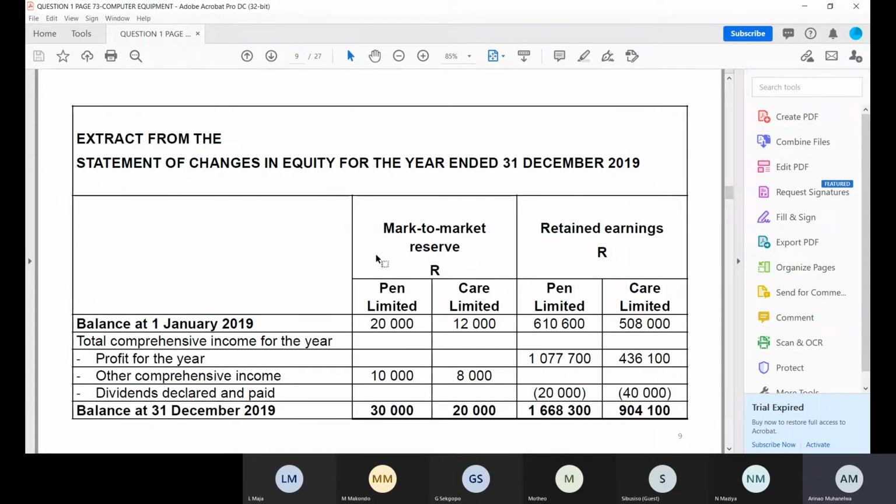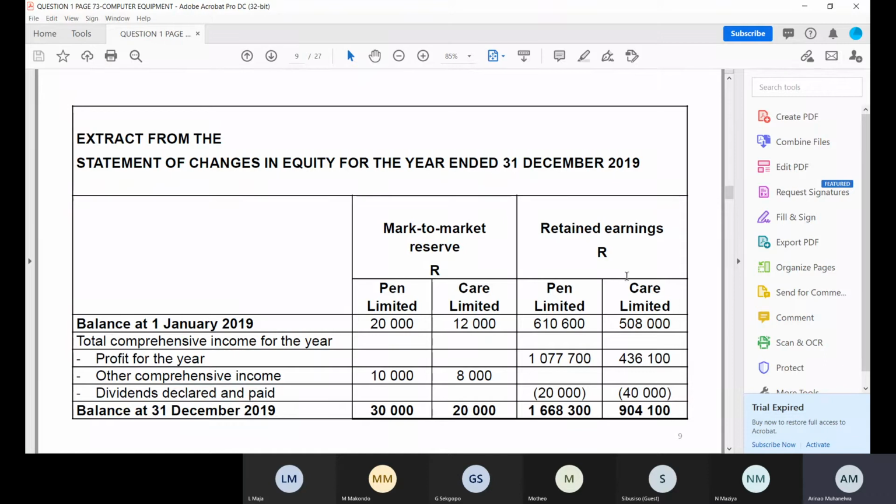Statement of changes in equity, very interesting, because this is where we get the movement. If you look, we have retained earnings and we have market-to-market reserve. So they gave us information at the beginning of the year 2019 because we are preparing information for the year ended 31st December 2019. So they gave us the opening balance.